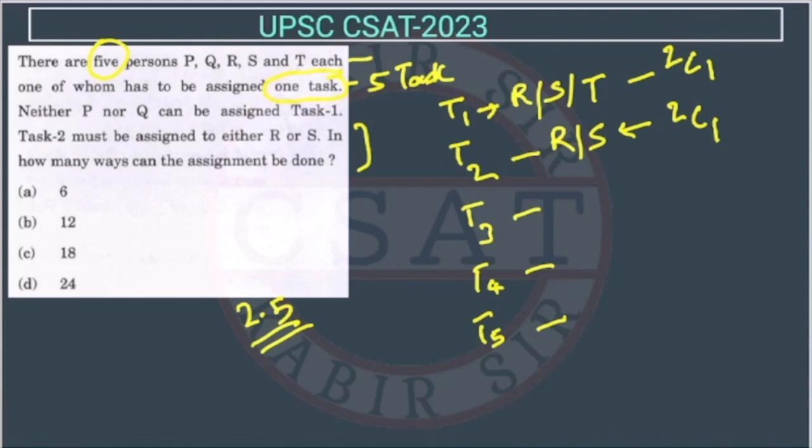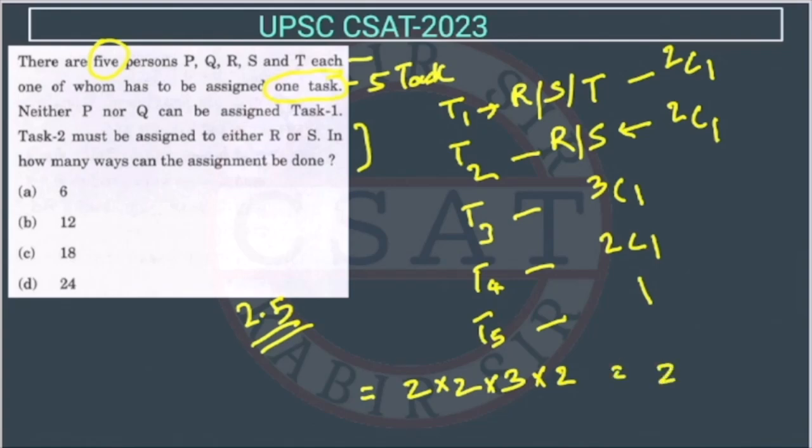So now 2 people already got a task, now we have 3 people, so out of 3, 1 will be selected for task 3, right. So now 2 are remaining, so out of 2, 1 will be selected for task 4, and now 1 is remaining, so that one person will come on task 5, right. So the total number of ways will be 2 into 2 into 3 into 2. So this will be 4 into 3, 12, 12 into 2, so this is 24. So the answer is option D.